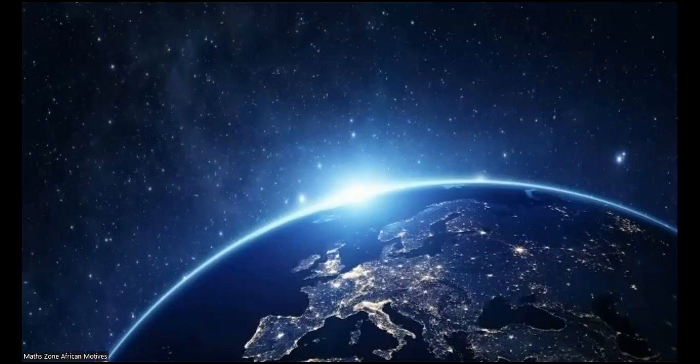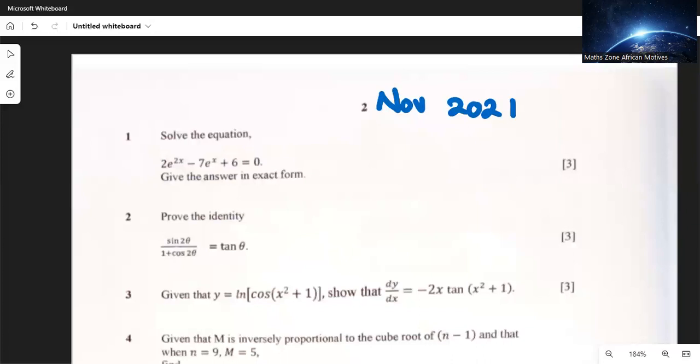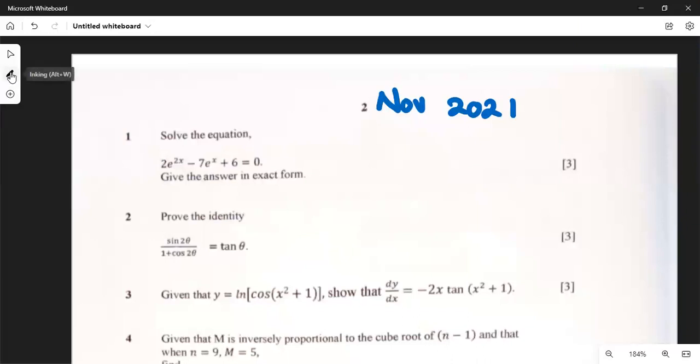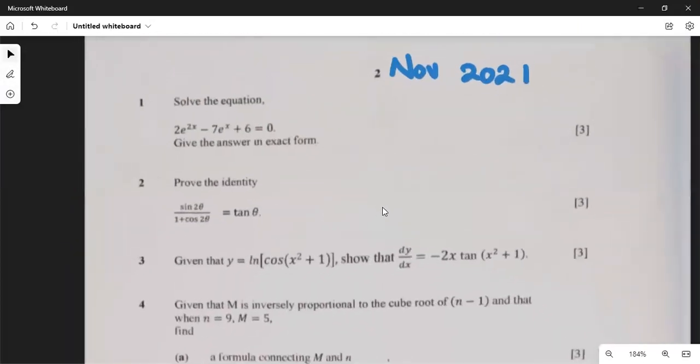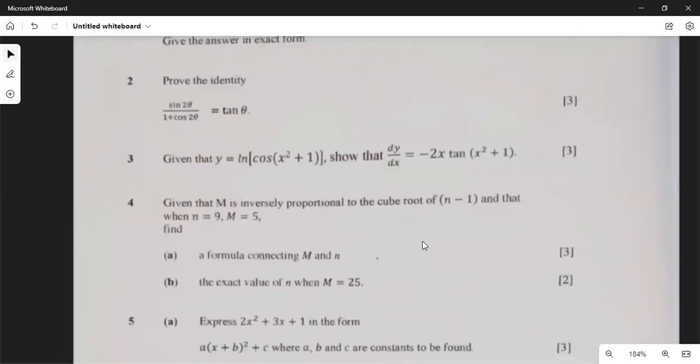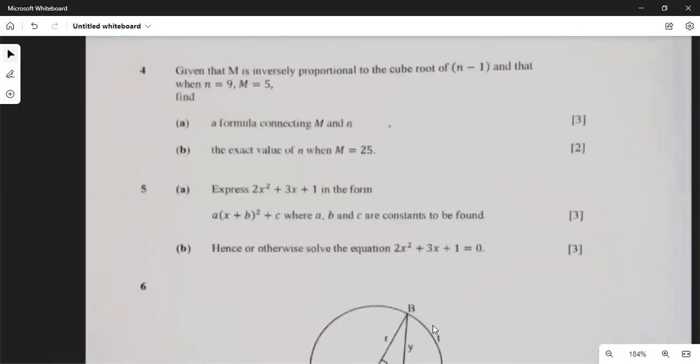In this platform, we shall be focusing on our question paper, which is for A-level mathematics, which was written in November 2021. So we have the first part that we shall work on and see how we're supposed to attempt these particular questions. So we shall just work with the first part of the question paper.